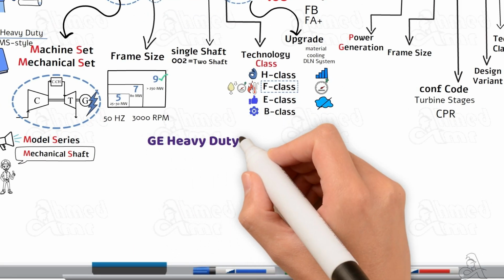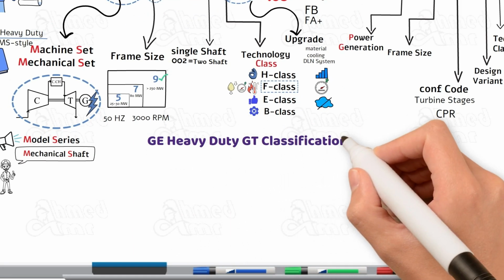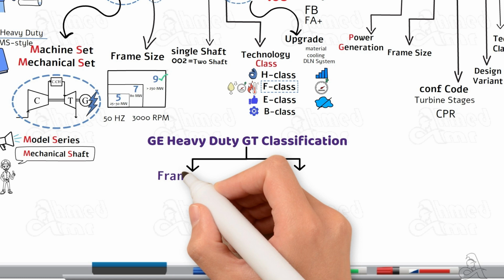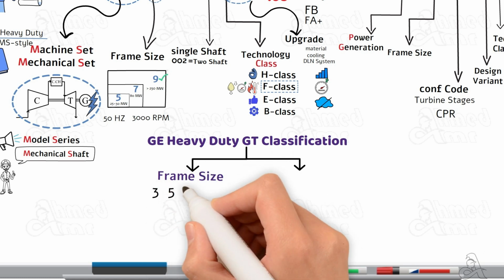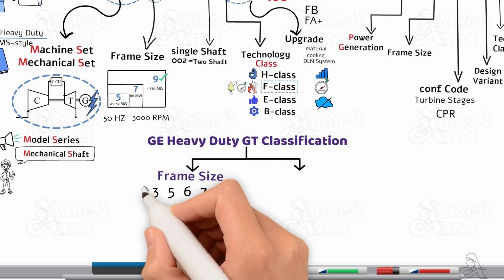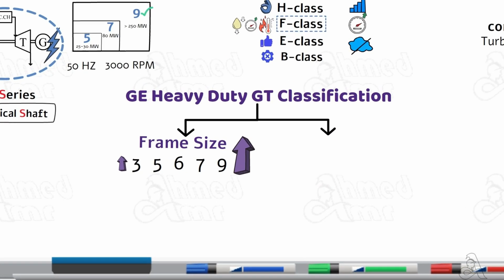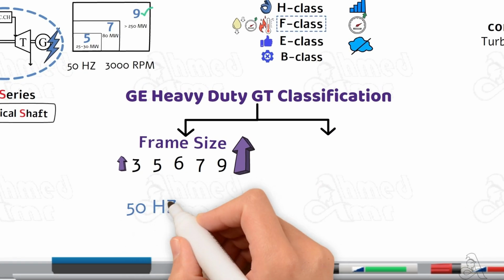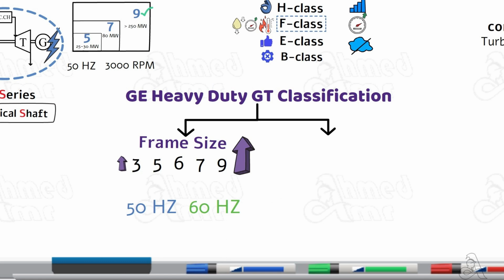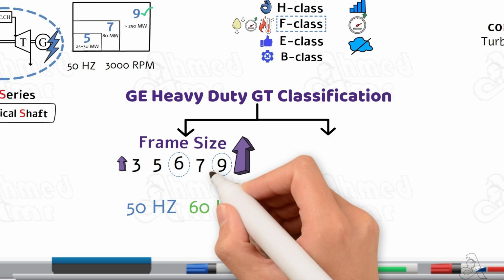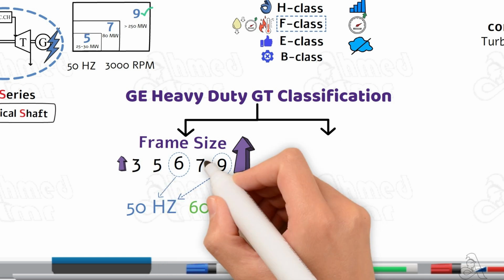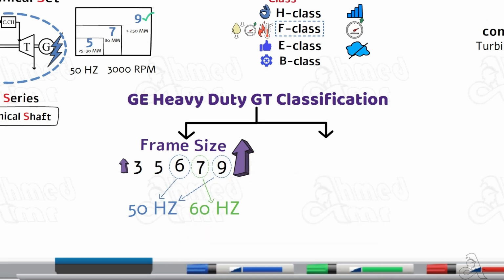To wrap it up, GE organizes its turbines mainly by two things. 1. Frame size. 3, 5, 6, 7, 9. Larger number equals larger turbine and higher power output. And each frame has a 50 Hz version and a 60 Hz version, but not every frame supports both frequencies. For example, frame 6 and frame 9 are always 50 Hz. Frame 7 are always 60 Hz.